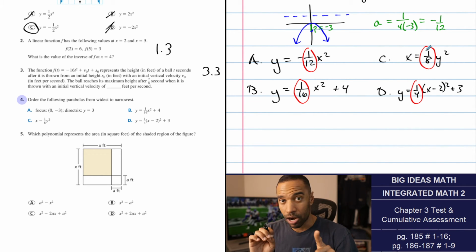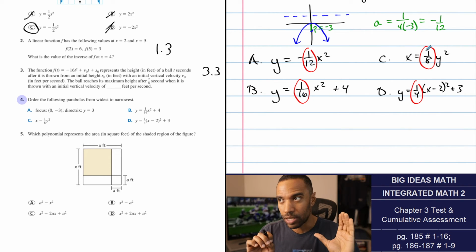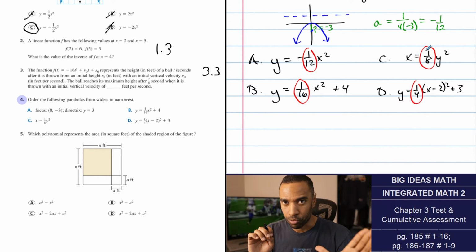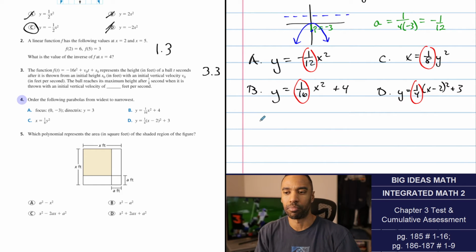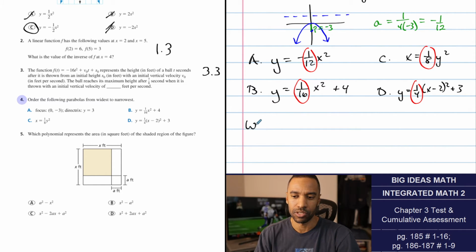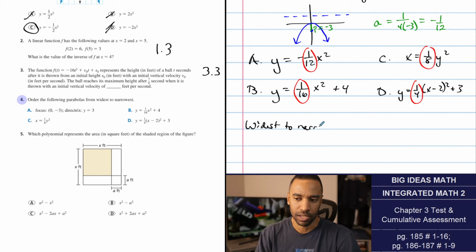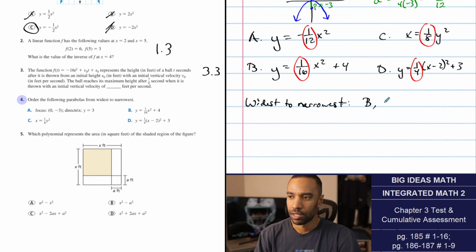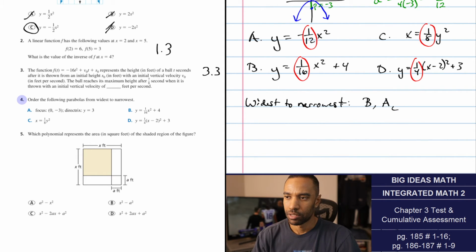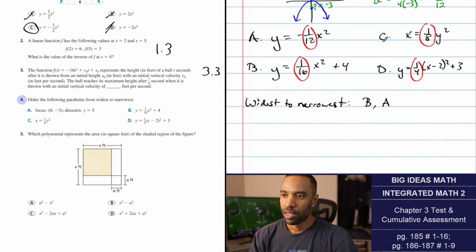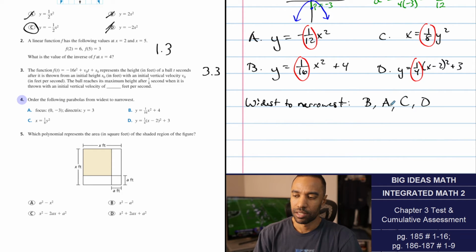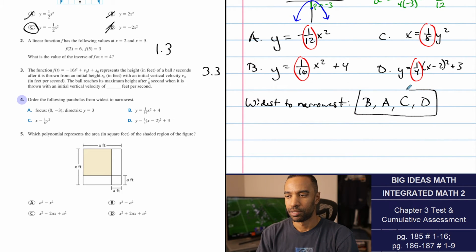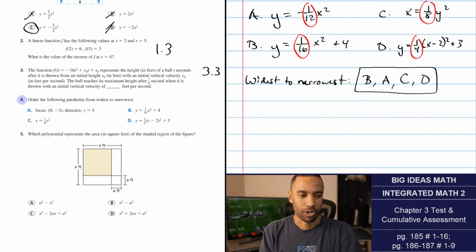From widest to narrowest, you're looking at the ones that are most vertically compressed to the ones that are least vertically compressed. So in order from widest to narrowest, I'm looking for the smallest number first, and then going from there. So it'll be B, A, C, and D. That's how I'm going with this. Hopefully that makes sense with what I said, and hopefully that's correct.